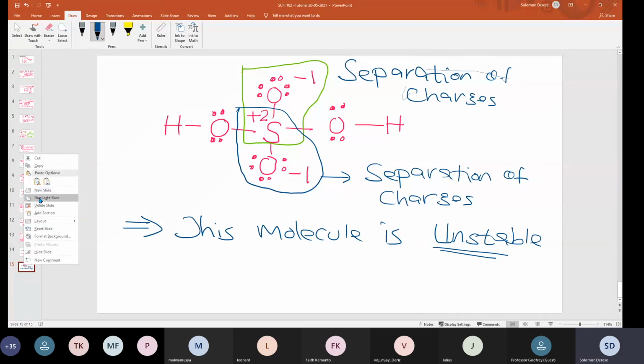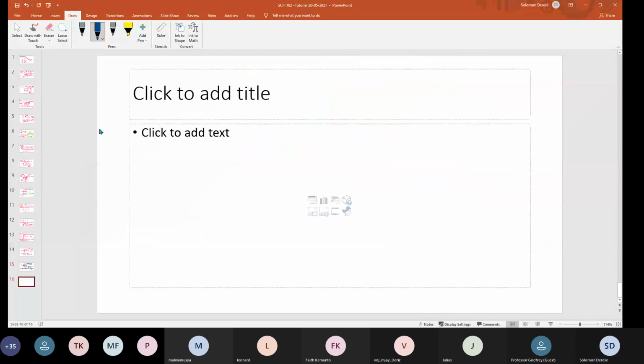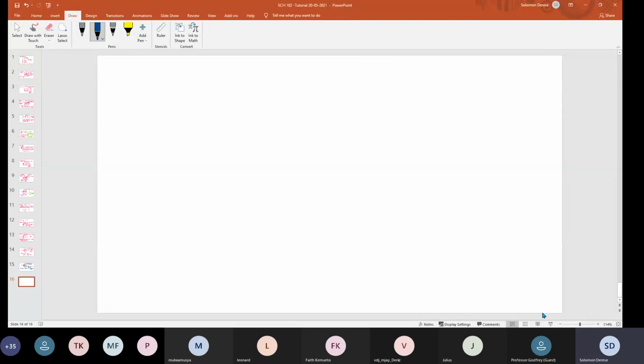Now, let us draw the correct Lewis structure for sulfuric acid. There is nothing wrong with what we have done so far. So we'll have hydrogen, we'll have oxygen, we'll have sulfur, we'll have oxygen here, oxygen here, hydrogen here, and oxygen here.